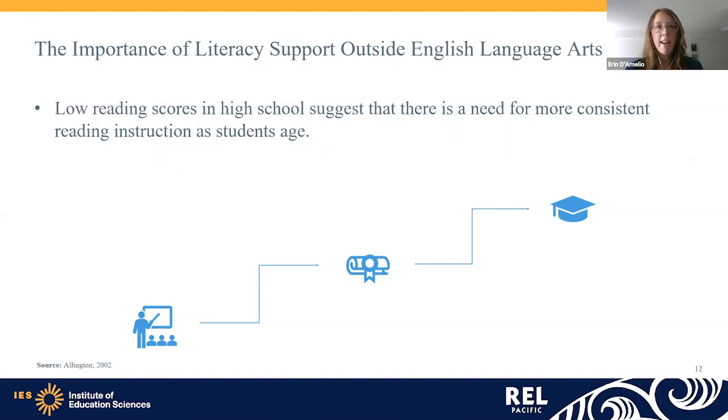The most recent NAEP scores for grade 8 and grade 12 students show that a small percentage of them are scoring at or above proficiency benchmarks across the different content areas. And currently these numbers are hovering between the low 20s to mid 30s. So we do understand that there is a need for more consistent reading instruction as students age.